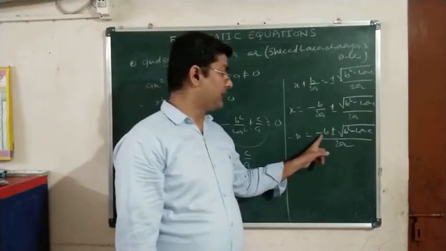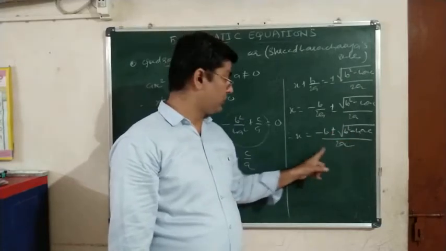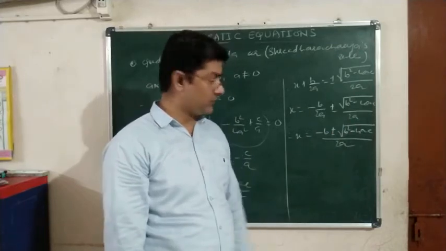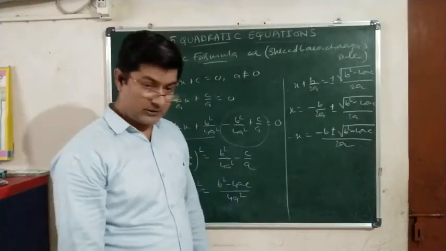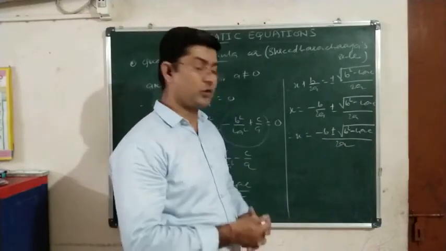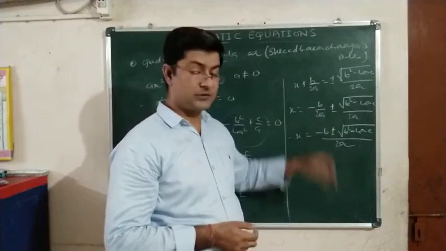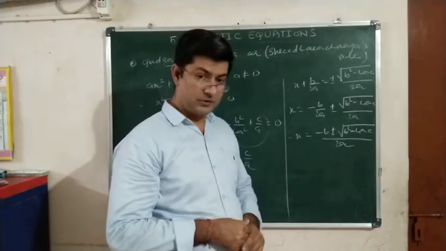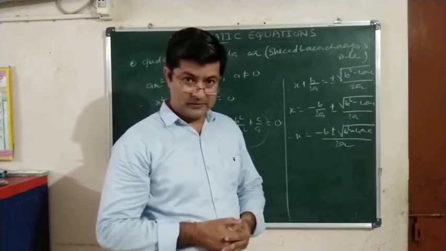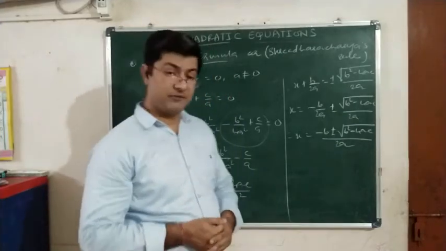x is equal to minus b plus square root of b square minus 4ac upon 2a, or x is equal to minus b minus square root of b square minus 4ac upon 2a. So using this formula, we will find the values of x, or the solutions, for a given quadratic equation. Remember that this is called Sridharacharya's rule because Sridharacharya, the ancient Indian mathematician, had given this formula.